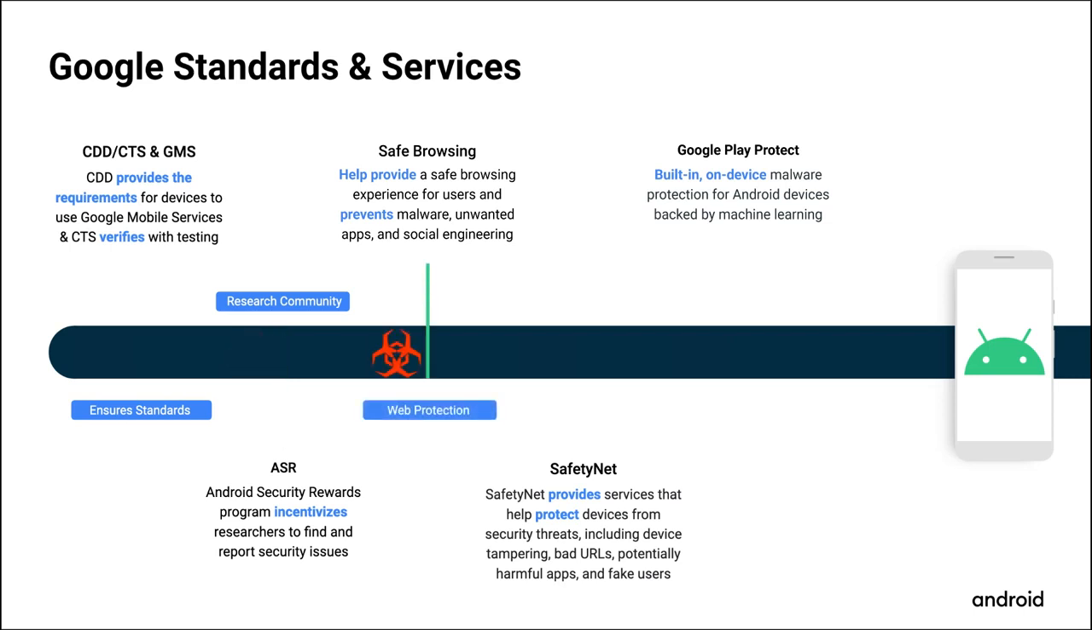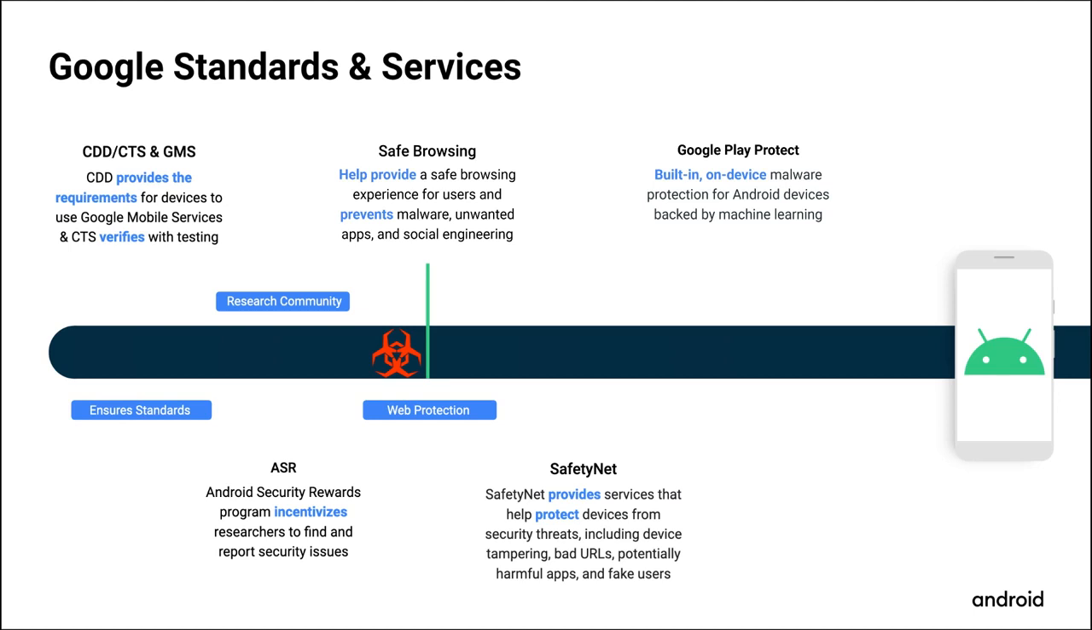Now, some of the services that get layered on top of devices that actually go through this process and get GMS, or Google Mobile Services, they get something called Safe Browsing. That's been around for years. It helps provide a safe browsing experience for users in Chrome and other browsers, and it basically prevents malware and unwanted apps and social engineering. So when a user visits a website that has known malware or tries to subvert users or use social engineering techniques to get the user to do something, Safe Browsing can actually prevent users from doing that.